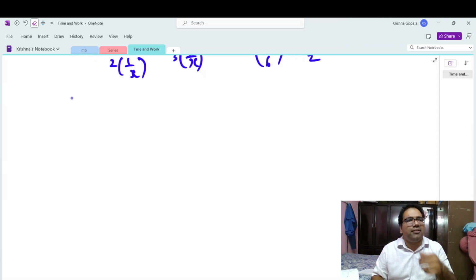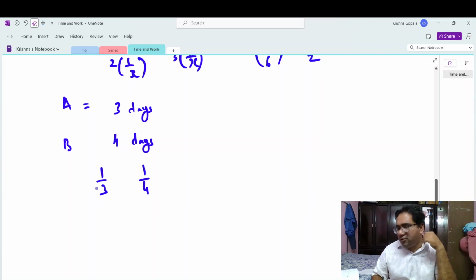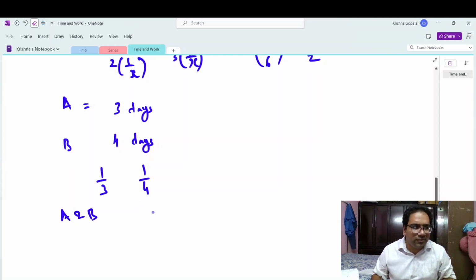Now, let's say A is able to do the work in 3 days, and B is able to do it in 4 days. That means A will do daily 1/3 of the work and B will do daily 1/4 of the work. Now, if A and B are working together, how long does it take? To solve this, very simply, let's assume that they together will take X days.